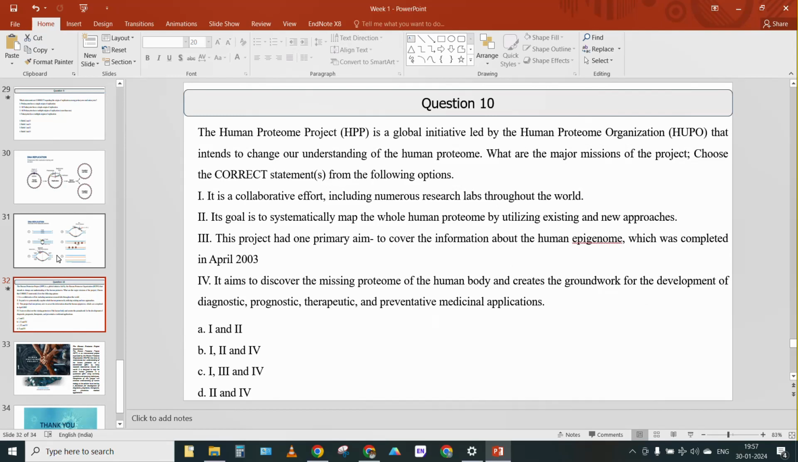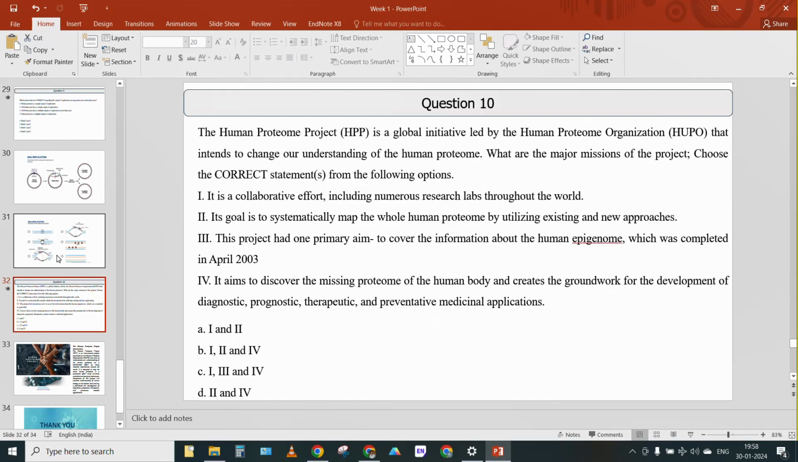Statement 1 states that it's a collaborative effort including numerous research labs throughout the world. Statement 2 states that its goal is to systematically map the whole human proteome by utilizing existing and new approaches. Statement 3 states that this project had one primary aim, to cover the information about the human epigenome, which was completed in April 2003. And the last statement aims to discover the missing proteome of the human body and create the groundwork for the development of diagnostic, prognostic, therapeutic, and preventive medical applications.